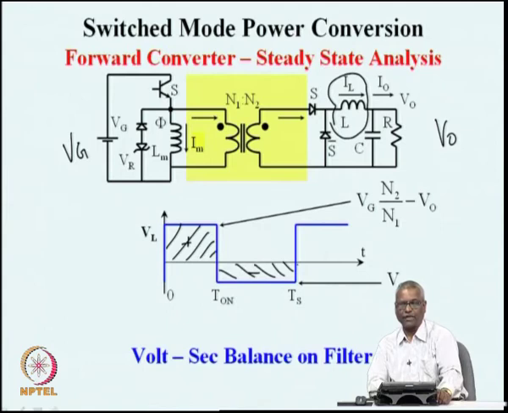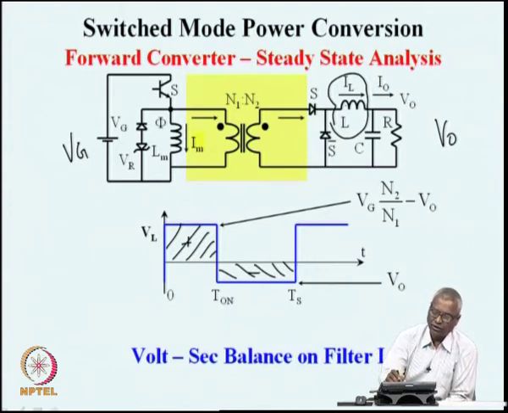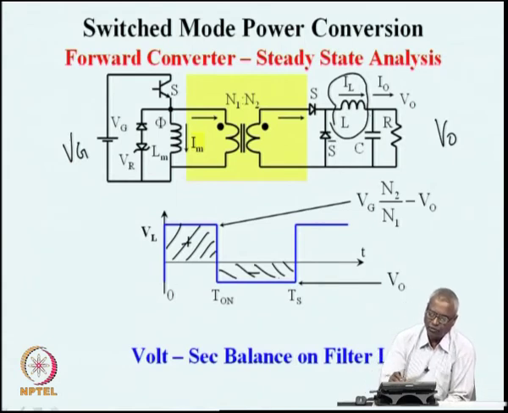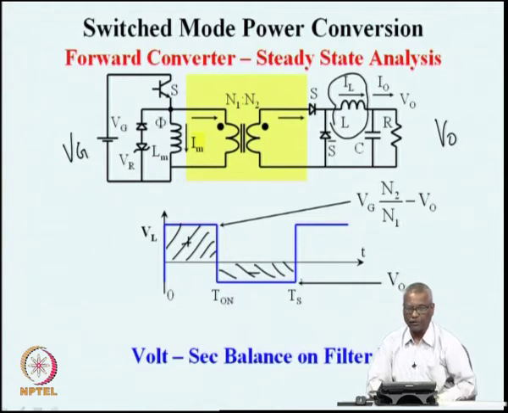If such is the case, then the inductor will have flux which does not keep accumulating or keep dropping down. So, for steady state operation, the voltage across the inductor must satisfy the condition that over one full cycle, the volt second balance across the inductor will be 0.